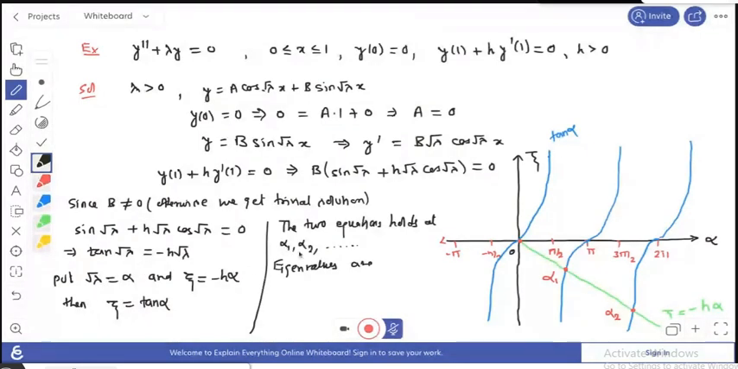So this means our eigenvalues are lambda equals alpha 1 squared, alpha 2 squared, alpha 3 squared, and so on. Okay, and what is your corresponding eigenfunction? So here the eigenfunctions are, what is the solution?